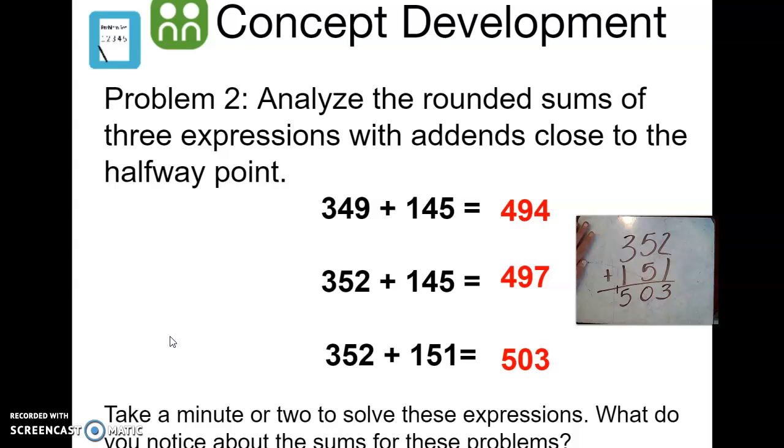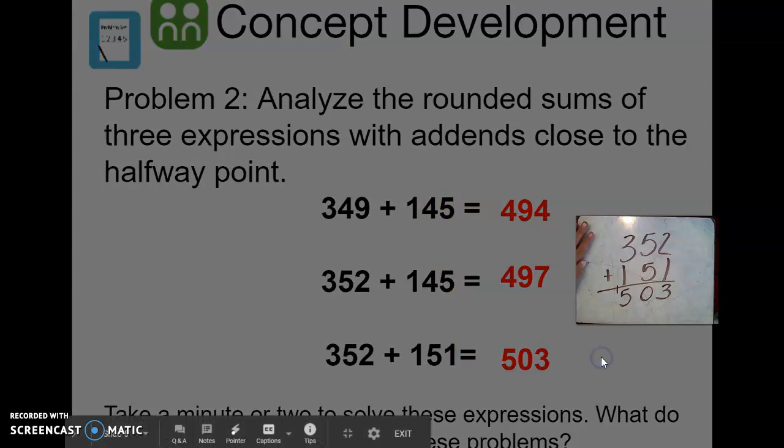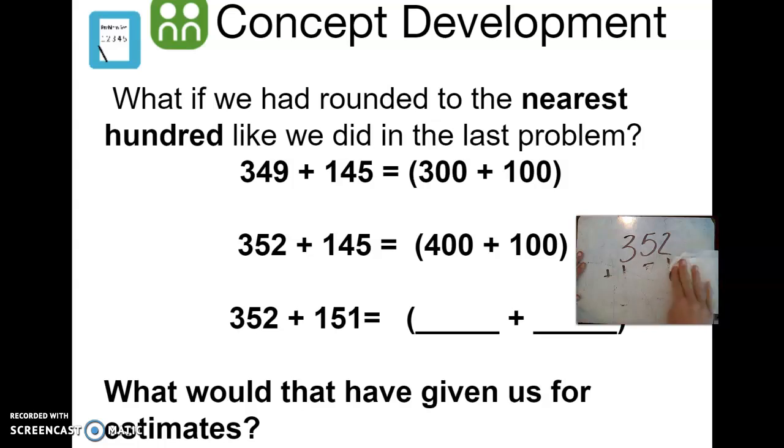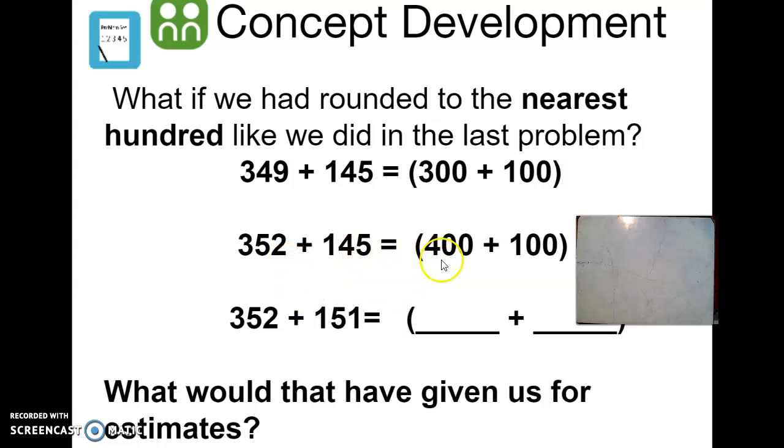Excellent. I want you to go ahead and look at the 3 of these numbers and notice just how close they are. I've got all of these very close. All right. The next part of our concept development is asking us if we were going to round those exact same problems. Now, if I were to round 349 and 145, I would round to 300 plus 100. If I were going to round 352 plus 145, that would be 400 and 100. Now, notice how close 349 and 352 are. Those numbers are very close.